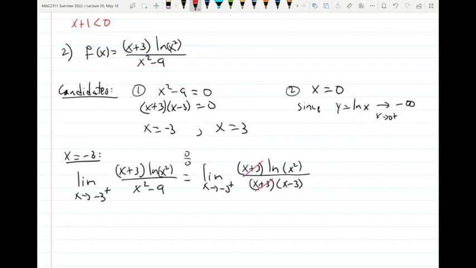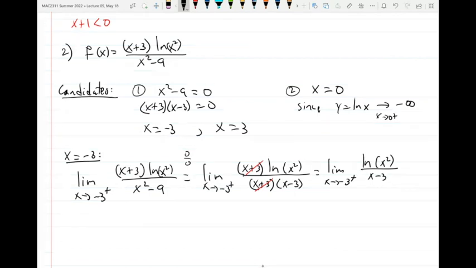Okay, so now we see that the x plus 3's simplify, and the factors that were giving us zeros are gone. So we now get a new function. And what's the limit of this function? What is this limit? Just plug in, right? No problem. What's the first thing that you do when you compute a limit? You plug in.